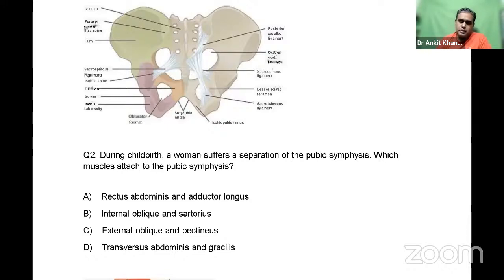Internal oblique and sartorius. See, internal oblique muscle is actually coming from the iliac crest, as well as the rib cage. Then they're ascending up and medially, and then they form the linea alba and all. But they're not attached to the pubic symphysis. Same goes with the external oblique. External oblique inferior fibers might reach pubic tubercle, forming the inguinal ligament. They don't per se go to the pubic symphysis. And pectineus, again, is very close to the pubic symphysis. Transversus abdominis, again. The answer over there will be option number A, rectus abdominis and adductor longus.